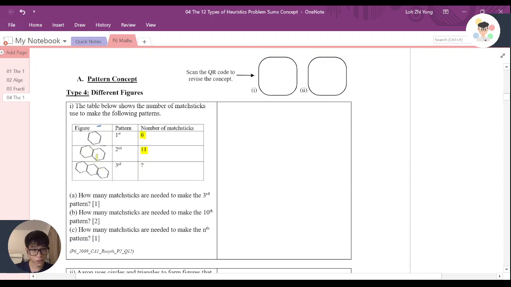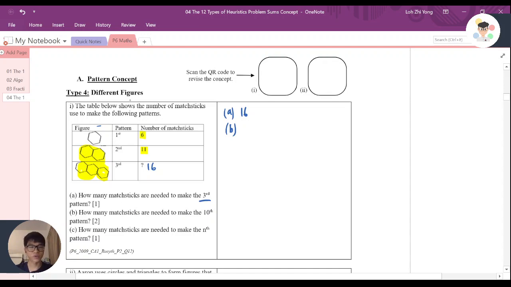We know that this whole thing is 11, so this whole thing should be 11. So 12, 13, 14, 15, 16. So basically we know that the number of matchsticks we have for third is 16, which is actually A. So A is 16. Now, let's look at B. B here says that how many matchsticks are needed to make the 10th pattern.